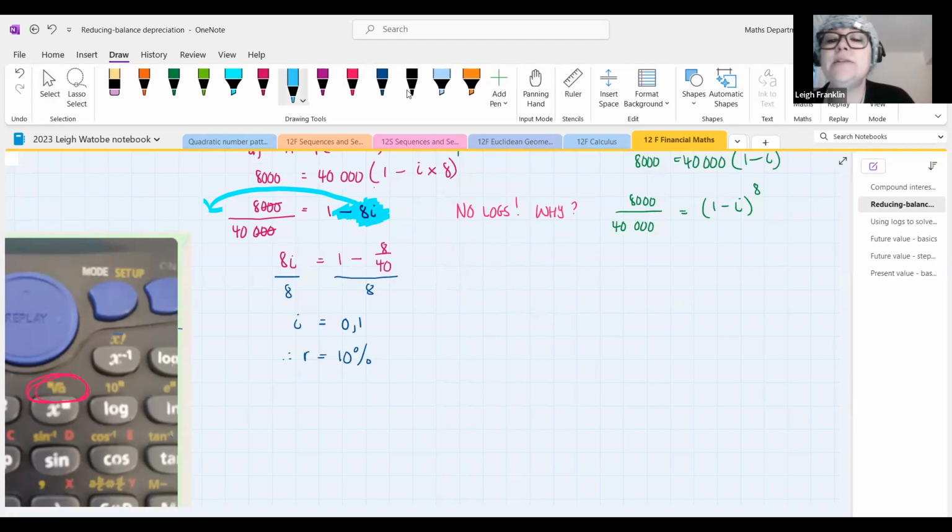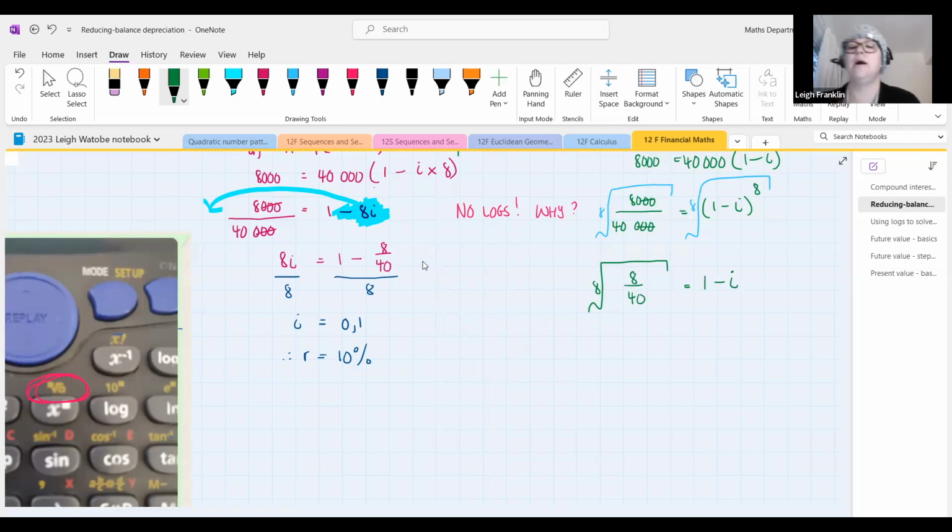Absolutely. Okay, so let's take the 8th root on both sides. So we're going to do it on this side, and we're going to do it on this side. And now we've got the 8th root of, again, let's knock 3 zeros off and 3 zeros off just to make it a little more manageable. And that is equal to 1 minus i, like so. Again, what are we going to transpose?